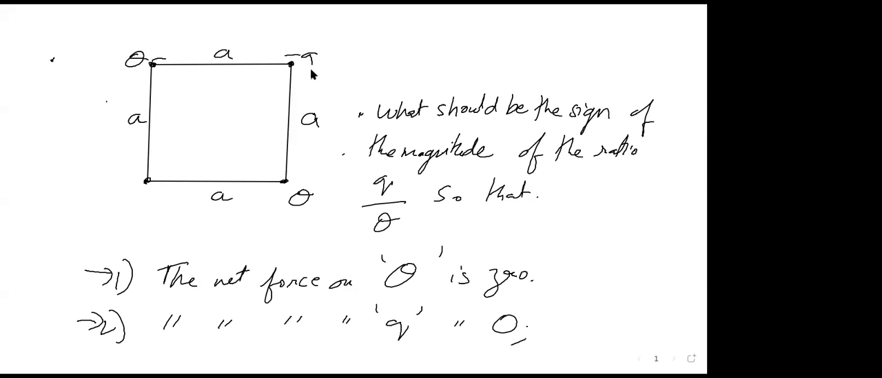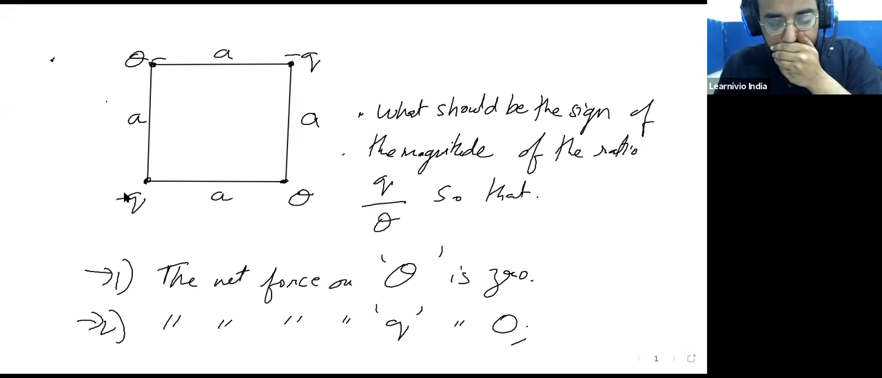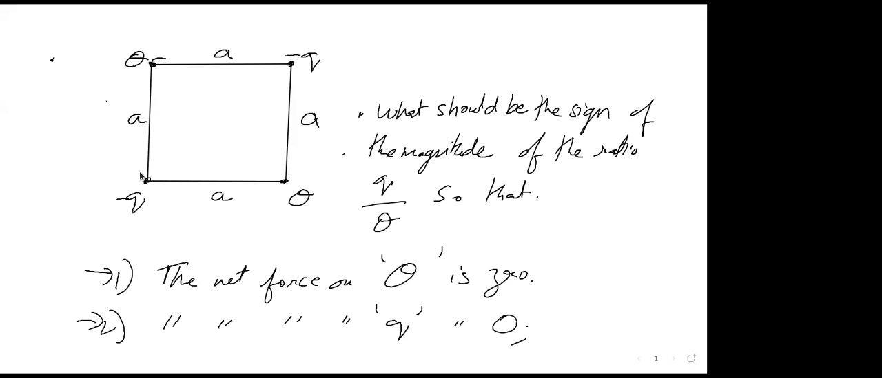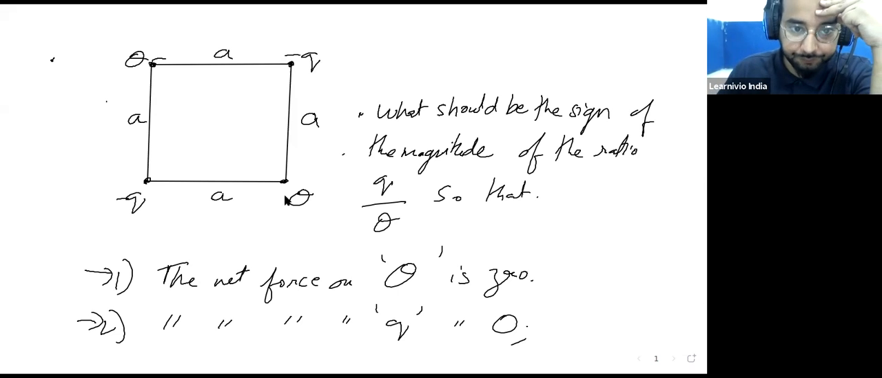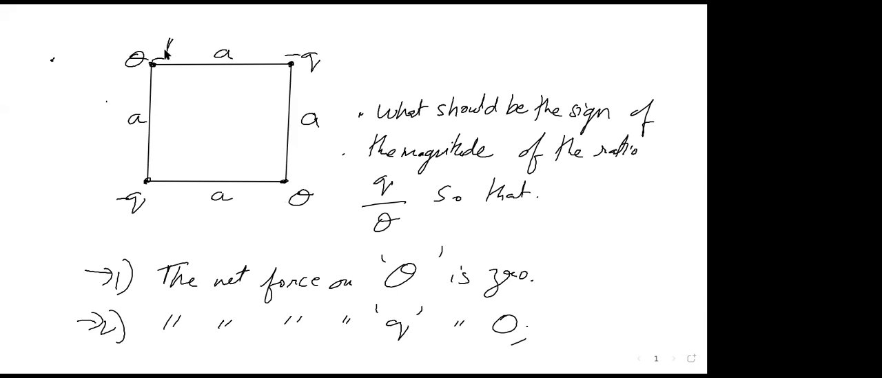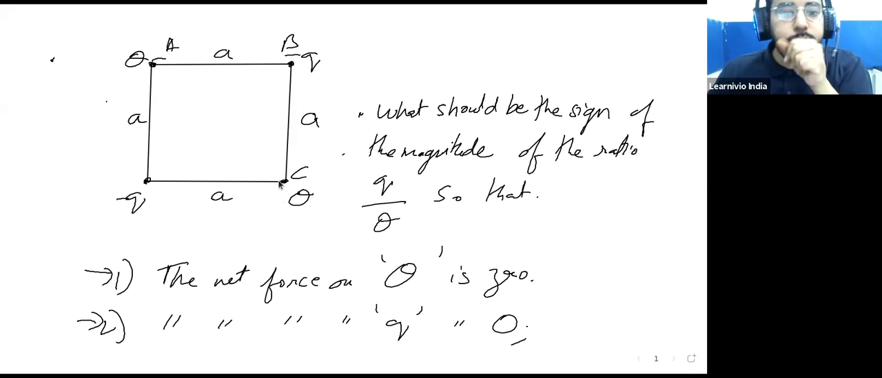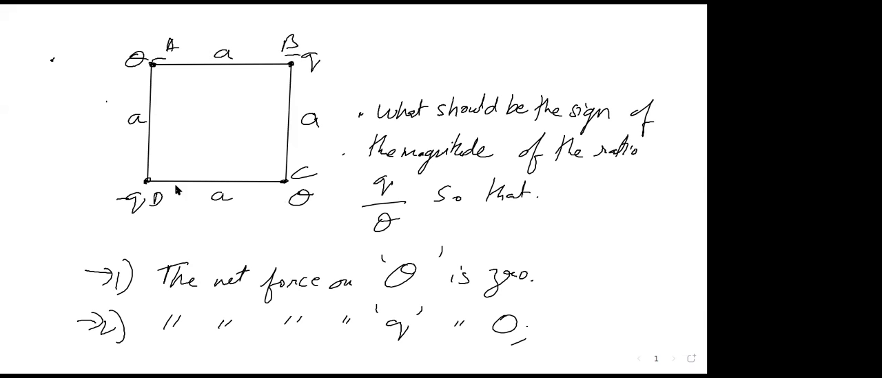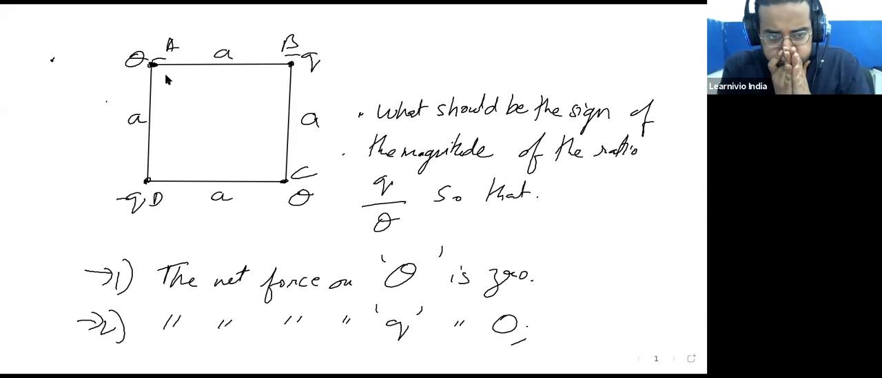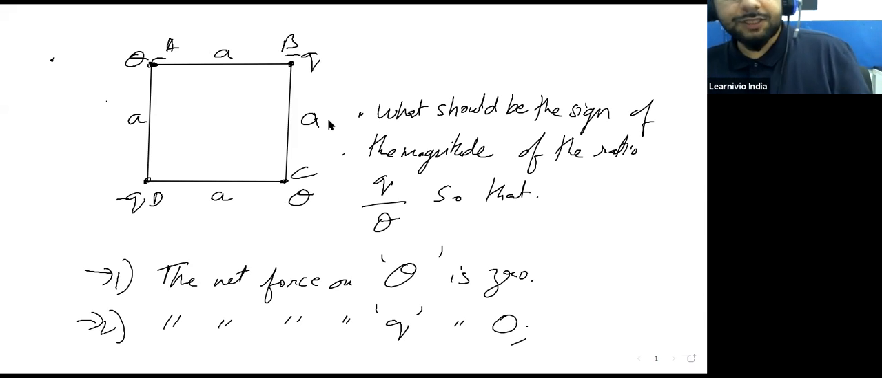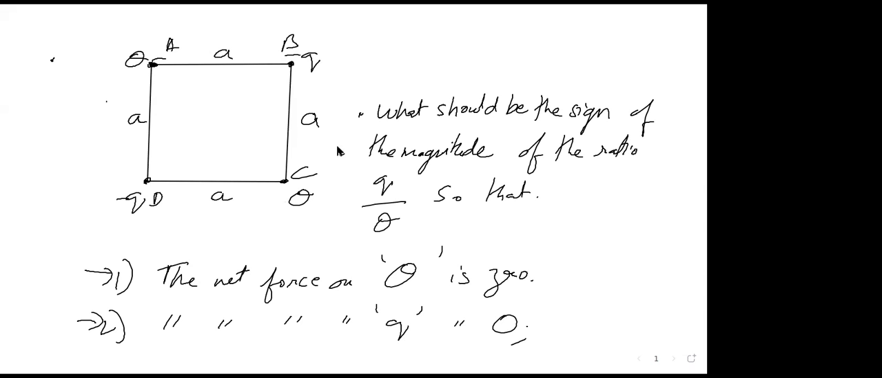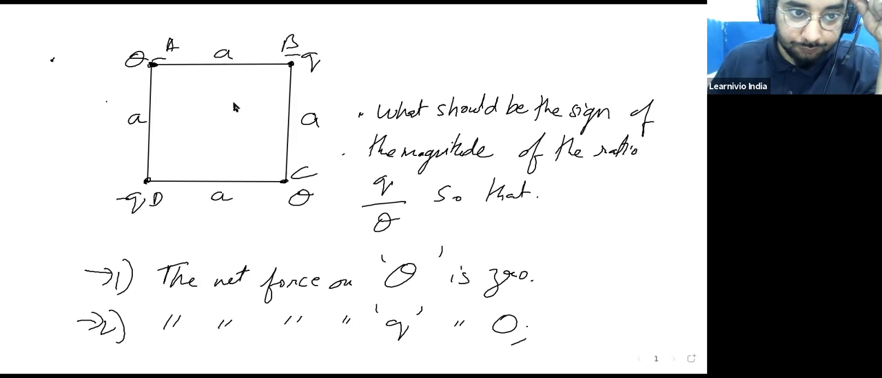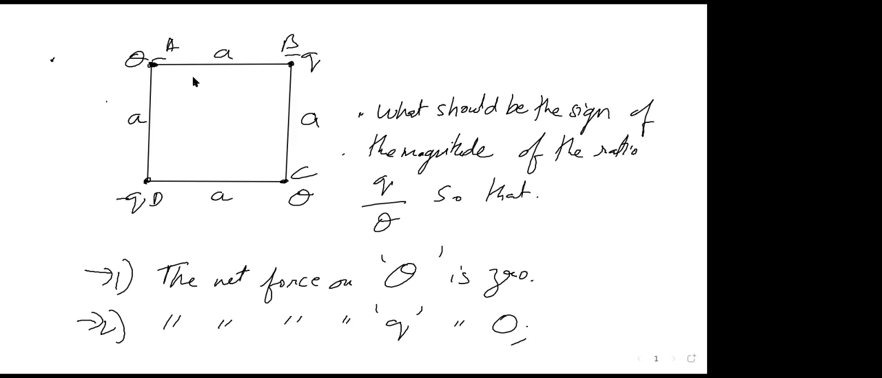Excuse me, sir. Yes, go ahead. I just have a thought. When we are talking about net force on Q being 0, that means the force acting from point B to A is the same as the force acting from point C to A, and the same from D to A as well. From this we can get that minus Q charge is uniform on both sides acting on the charge.